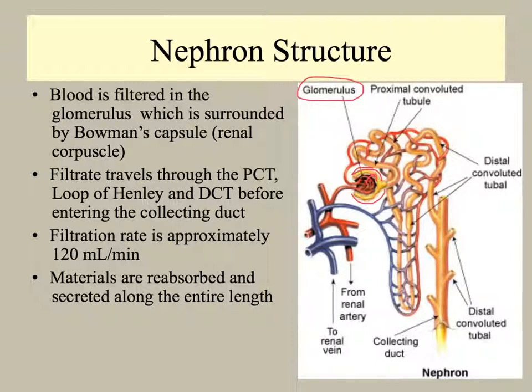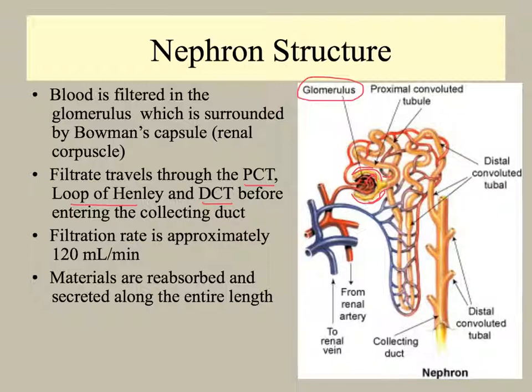From the Bowman's capsule, then, the membrane of the tubule comes together to make this little tube. And as I said on the previous slide, you have the proximal convoluted tubule, the loop of Henle, and the distal convoluted tubule before you get to the collecting duct.